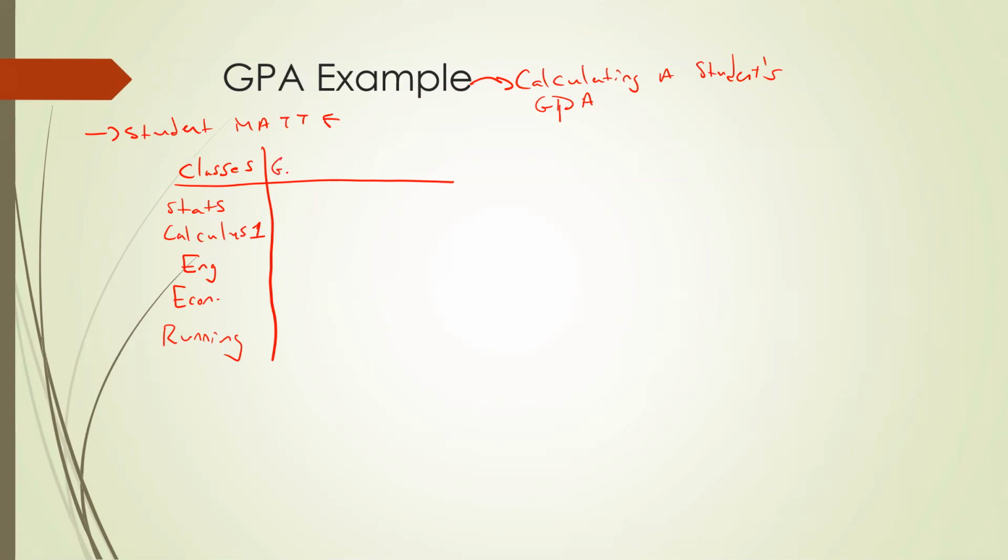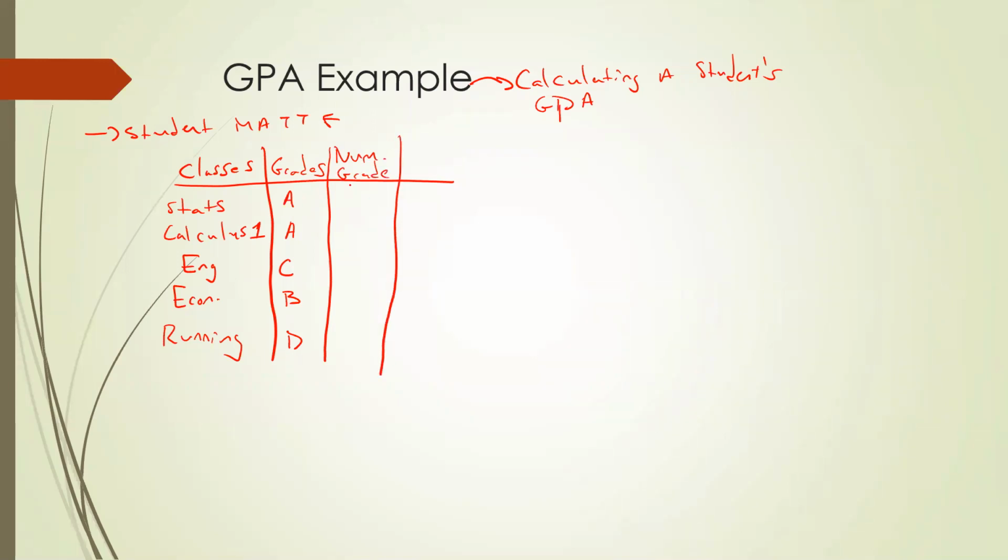Let me give you the grades this student gets. Student Matt, what grade do you think he's going to get in his statistics course? Probably 100, obviously an A. Absolutely, he's going to get an A. You guys are right. He'll probably get an A in calculus. I'm a terrible writer, so I'll probably get a C in English. Maybe I'll get a B in economics. And I'm a terrible runner, so let's say I get a D in running. Ugh.